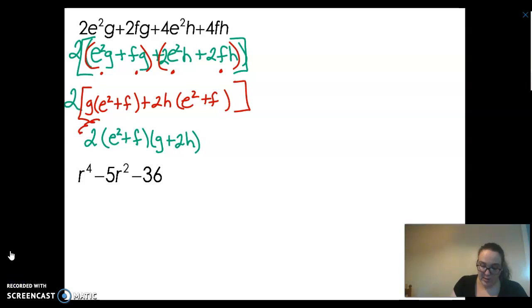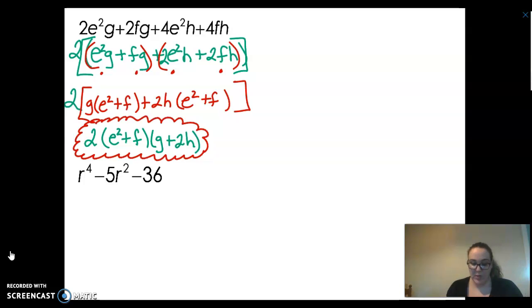Alright, right here, this is what you should have as your final answer. Okay, that 2 times e squared plus f times g plus 2h. Now, if you did not take a greatest common factor out at the beginning, you are actually not completely factored because what will happen is one of these two groups may have had a 2 in common. Alright, there's that last question. I want you to try it out here on your own and see what happens.